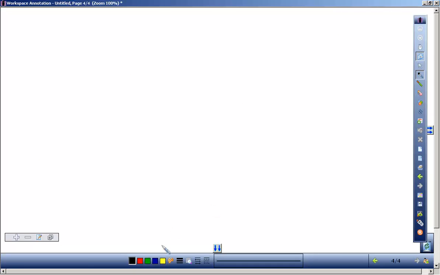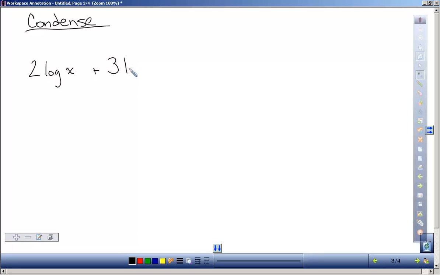So for example, if I have the following problem and I want to condense it, that means I want to put it all back together. Let's say that I have 2 log x plus 3 log y minus 4 log z. Alright, so these are the things that we want to talk about.